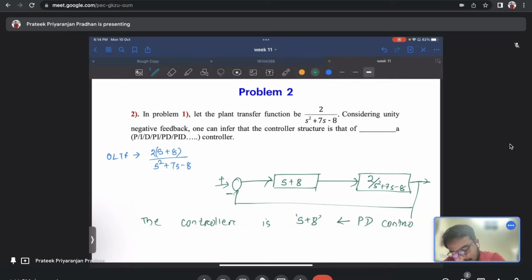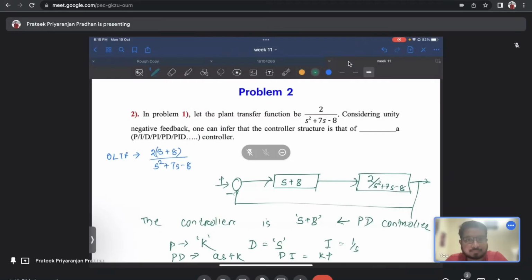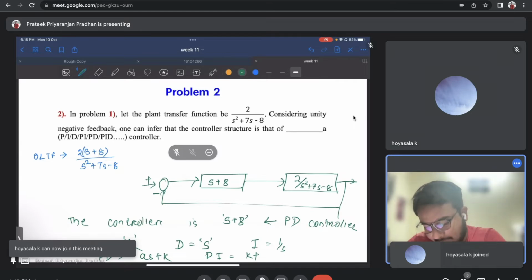If you remember, we had the structure for P controller, it's a constant. For D controller, it's s, and for I controller, it's 1 by s. For PD controller, it's something like a s plus K. For PI controller, similarly, it's K plus 1 by s.